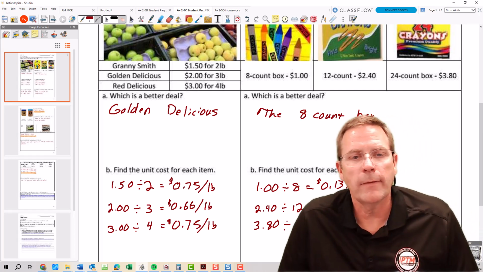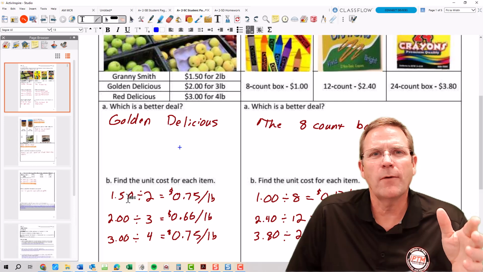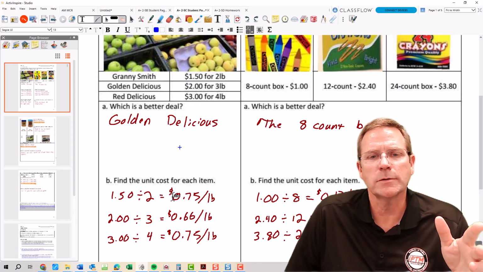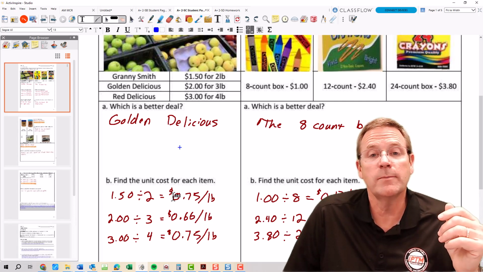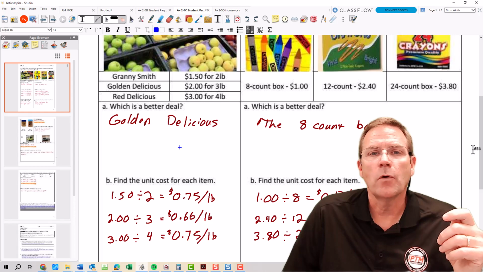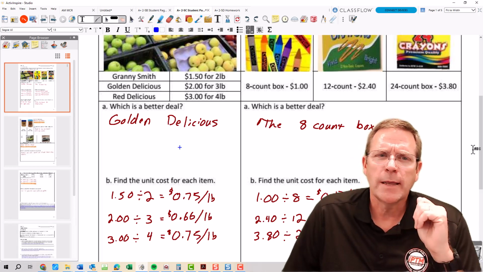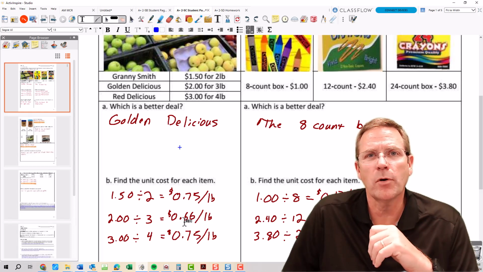Alright, now that we got that done, to find the unit price of the apples, I took each total cost for the apples and divided it by the number of pounds they came with. In doing that, I found that the Granny Smith apples were 75 cents per pound, the Golden Delicious were 66 cents per pound, and the Red Delicious were also 75 cents per pound. So which one is the better deal? Technically, the Golden Delicious are going to be the better deal because they have the cheapest cost per pound.